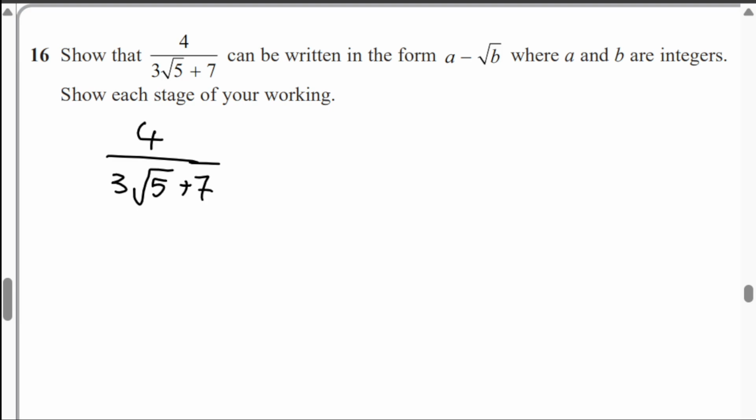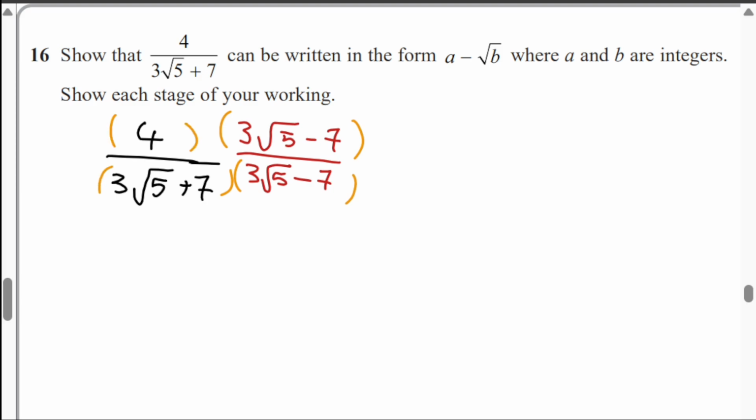What's the conjugate? The conjugate is 3 root 5 minus 7. This is what we do. You multiply by the same denominator, you just change the sign. If it's plus, you make it minus. If it's minus, you make it plus. So we multiplied both by 3 root 5 minus 7.